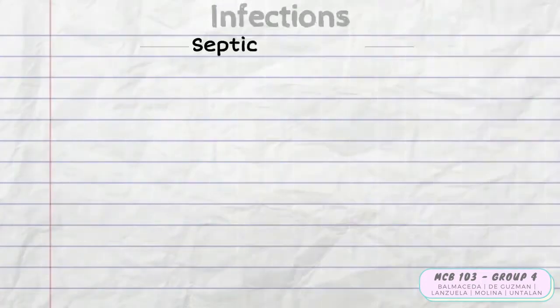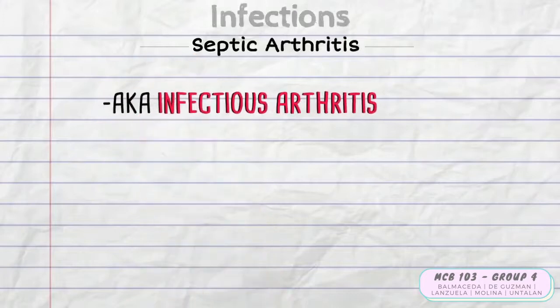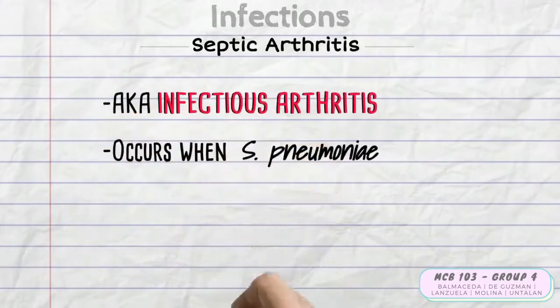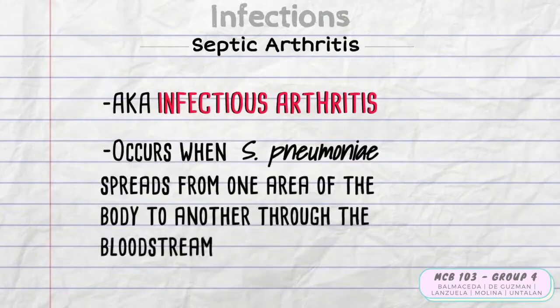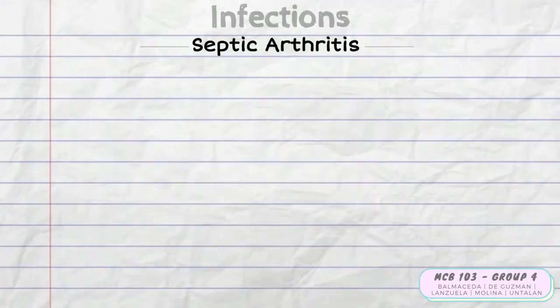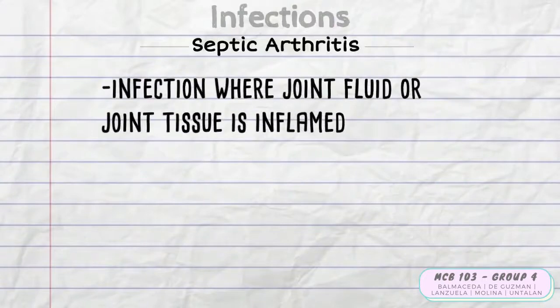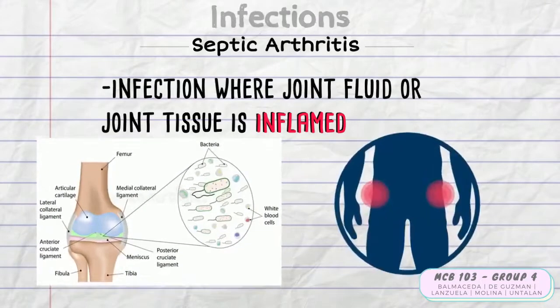Septic arthritis, also known as infectious arthritis, occurs when Streptococcus pneumoniae spreads from one area of the body to another through the bloodstream. Septic arthritis is an infection where either the joint fluid or joint tissue is inflamed. Common joints that are affected are those present in the knees or hips.